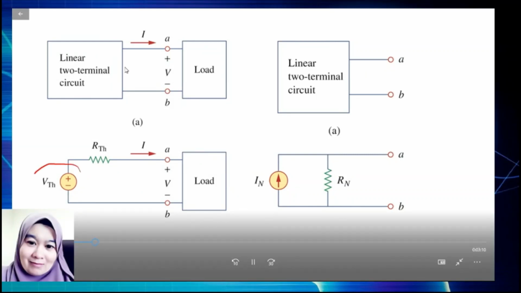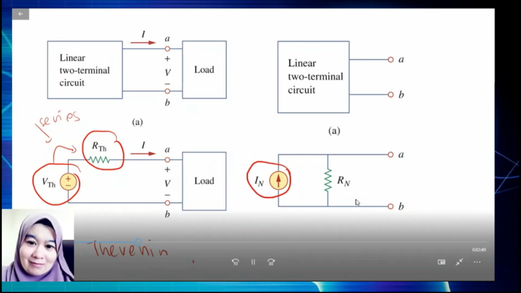We have a two-terminal circuit. Okay, from here, this is a Thevenin circuit, then we can convert it to Norton, like this. So the voltage is converted to current, and the R Thevenin resistance in series changes to parallel. So it seems like the source transformation concept.